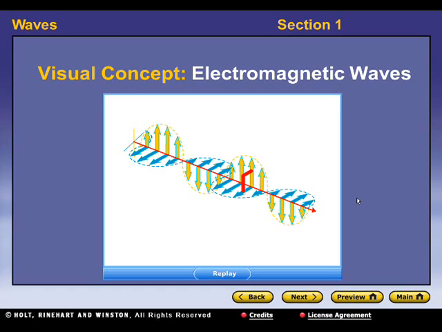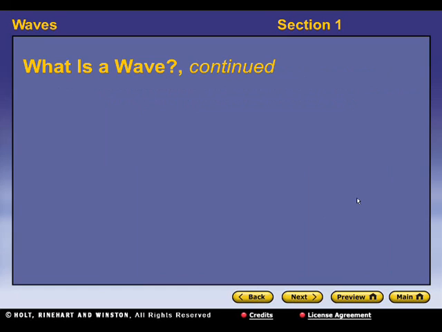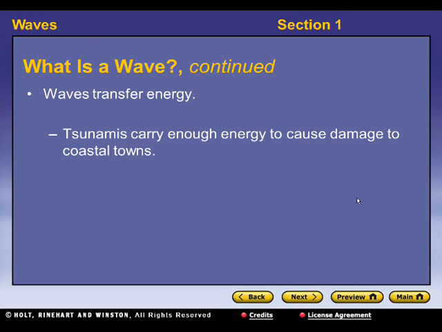Okay, so it gives you a little bit of information about electromagnetic waves. It's an oscillating electric and magnetic field, even though that's something you can't see. You just kind of see the effects of the oscillating electric and magnetic fields. So what transfers energy? Waves transfer energy.